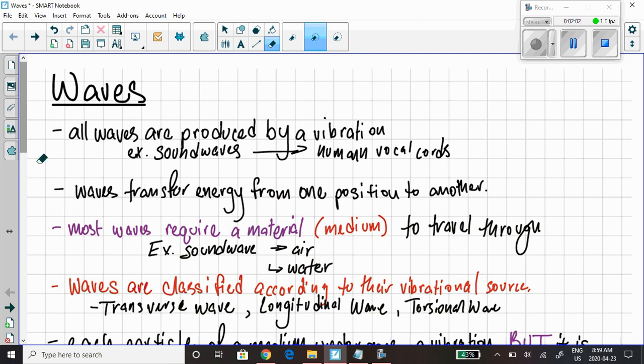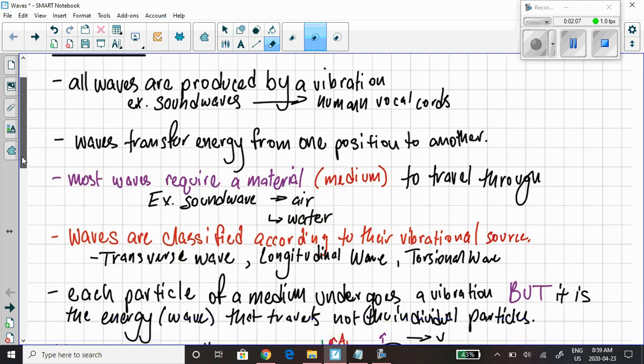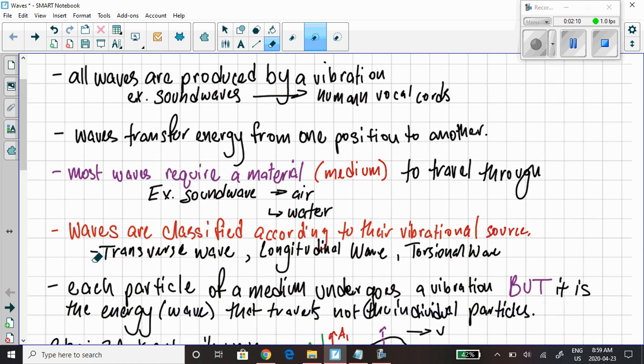Also, just like we put vibrations into categories of transverse, longitudinal, and torsional, same thing with waves. If you've got something that's vibrating, it may produce a transverse wave. It depends on how the object is vibrating and the material that the energy spreads through. If you've got an object that's vibrating, it may produce a longitudinal wave. Depends on the material and how the object is vibrating, and similarly for torsional waves.